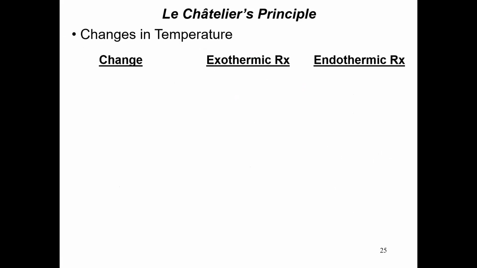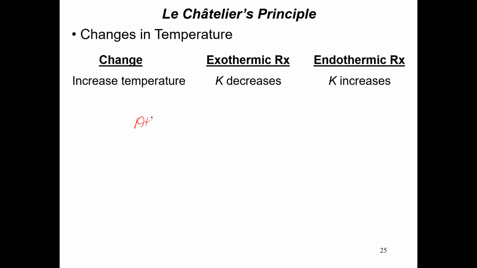Changes in temperature. If you have an exothermic reaction, the K decreases. If it's endothermic, the K will increase. So if you've got an exothermic reaction like this, A plus B, and you add pressure, you add temperature.